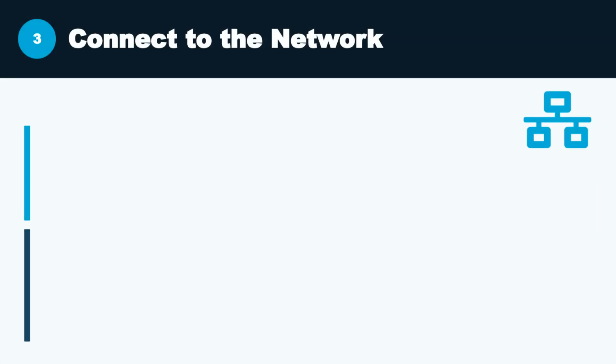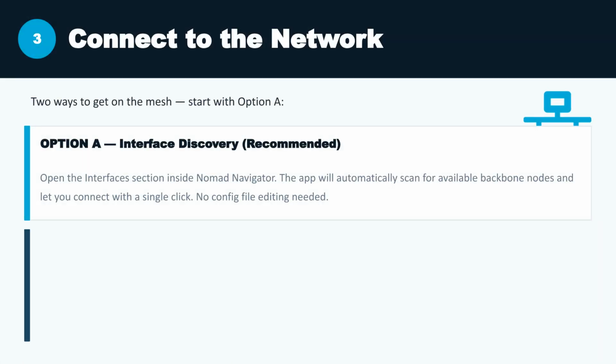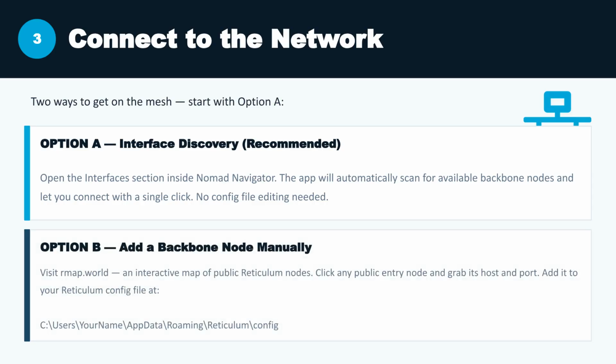You can connect to the network in two ways. Option A, which is recommended, is interface discovery. Open the interfaces section inside NOMAD Navigator and connect with a single click. Option B is to add a backbone node manually from rmap.world by editing your Reticulum config file.